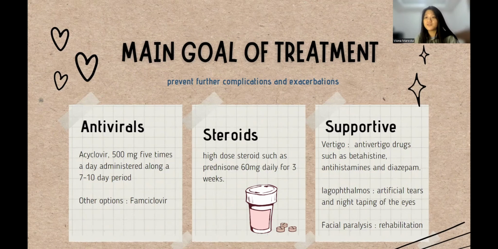And lastly, supportive therapy. As we know, Ramsay Hunt syndrome comes with a series of other problems that involve many different organs. One of the most common examples is vertigo, so we can give anti-vertigo drugs such as betahistine. For patients with lagophthalmos, artificial tears and night taping can be given, while lastly, facial paralysis due to Ramsay Hunt syndrome can be slowly regained through physical rehabilitation.